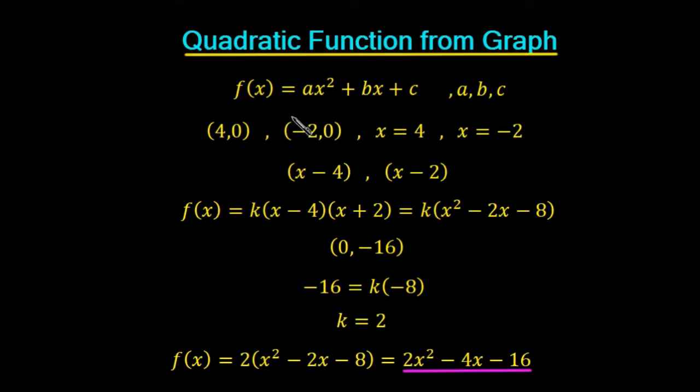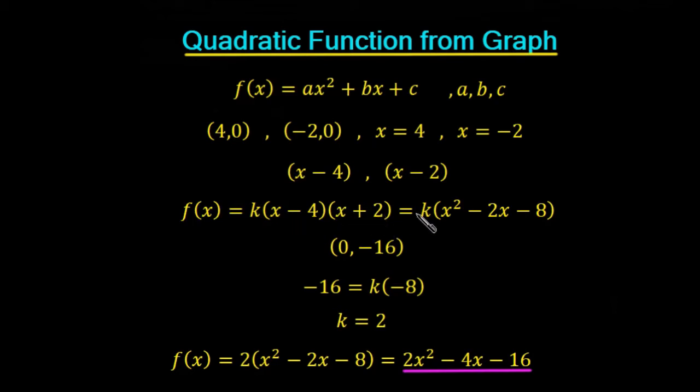Now we have the points at which it cuts the x-axis, which are (4, 0) and (-2, 0). So it means that x = 4 is a root and x = -2 is a root. Therefore, x - 4 is a factor and x + 2 is a factor. And what we learned from our polynomial solutions was that we can create the function f(x) = k(x - 4)(x + 2).